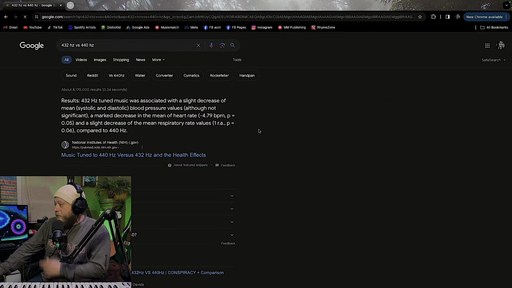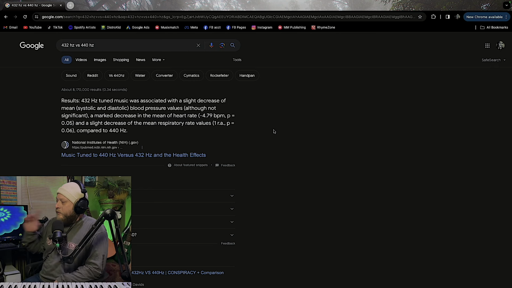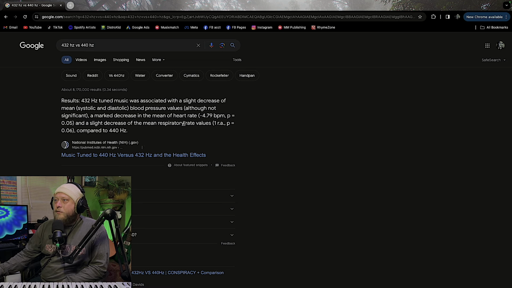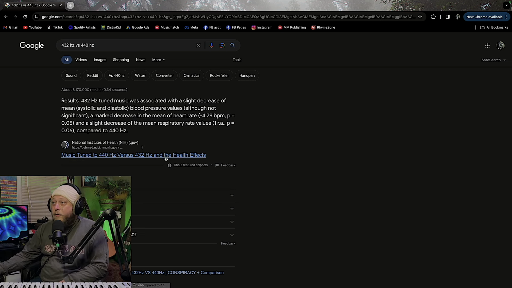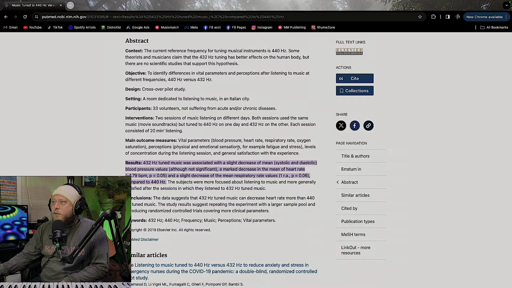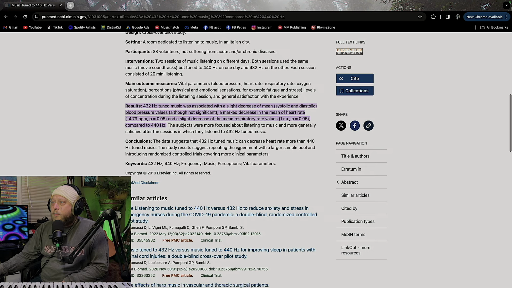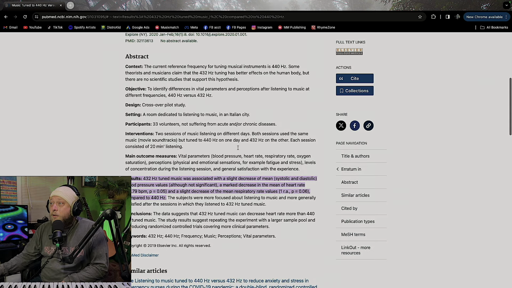432 versus 440. Sorry, this looks like an article about what it does to your blood pressure and how it affects the body and the health effects. Okay, that's kind of interesting. So they do have a study that looks pretty legit. So yeah, they were trying to figure out the differences.